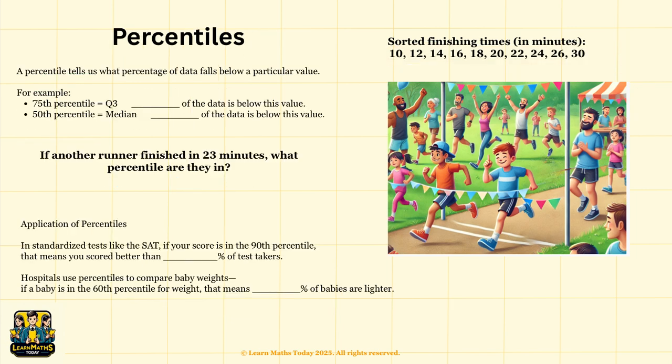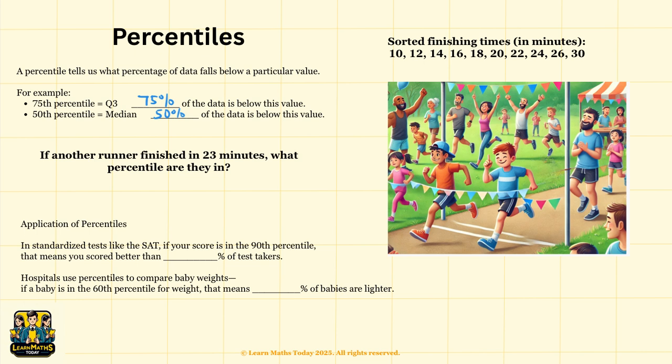Previously, we have already mentioned and used this term percentile. So now let's formally define this. A percentile tells us what percentage of data falls below a particular value. For example, the 75th percentile means that 75% of the data is below this value. This is also known as the upper quartile. The median is actually the 50th percentile, which means that 50% of the data is below this value.